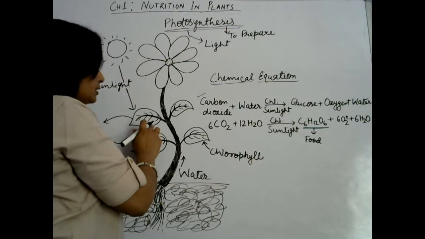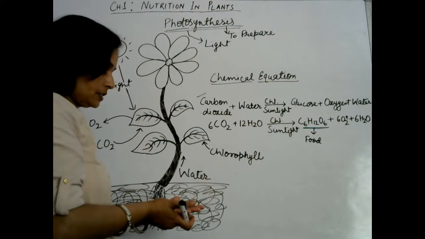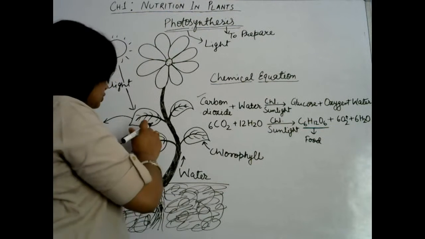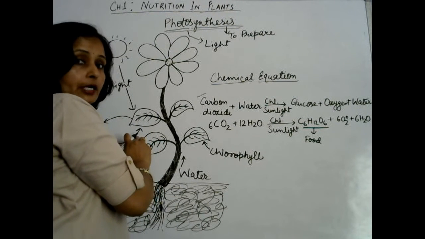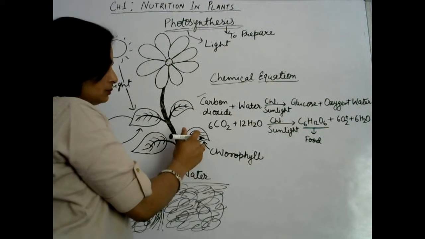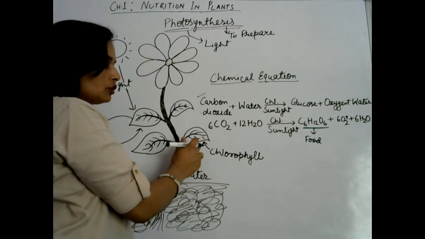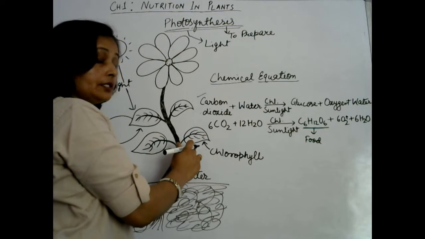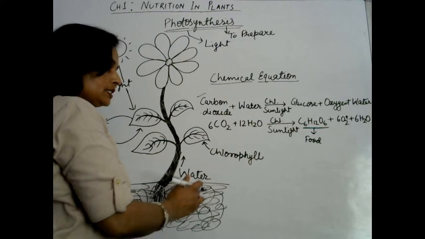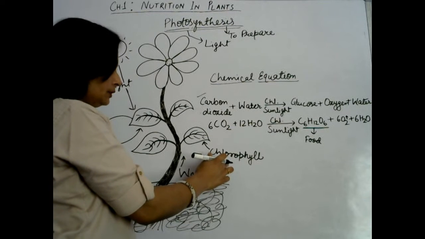And there are some tiny pores, microscopic pores, found on the underside of the leaves, and those microscopic pores are called stomata, and the stomata take carbon dioxide from the atmosphere and supply it to the site of photosynthesis, the green parts of the plant where chlorophyll is found. So there is a cell organelle called chloroplast, and chloroplast has chlorophyll. So carbon dioxide is supplied there only.